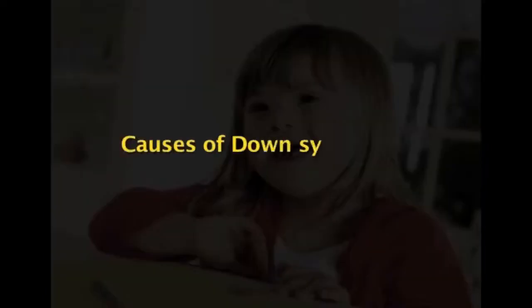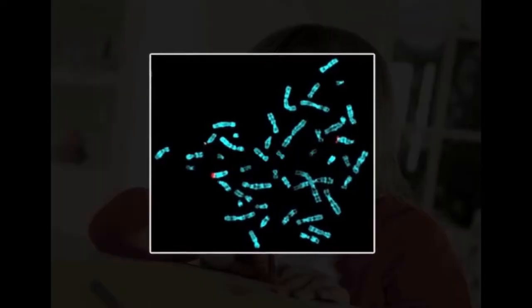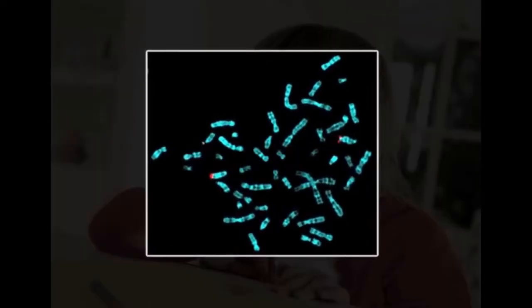Now, we will see what the causes of Down syndrome are. Down syndrome is caused by a problem with the baby's chromosomes. All of us know that a person has 46 chromosomes, but a child with Down syndrome has 47 chromosomes. In rare cases, other chromosomal problems can cause Down syndrome. Having this extra or abnormal chromosome changes the way the brain and the body develop.